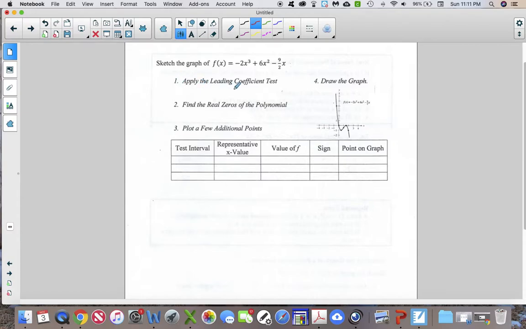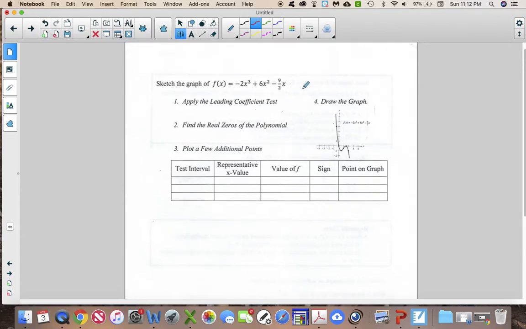So this thing right here, apply the leading coefficient test. We already have the answer of what it should look like, but on your homework, you won't have this. I just gave this to you so that we can match up the information we gather about the zeros and the additional points on the leading coefficient test, just to make sure it's consistent with this graph. So I'm giving you the answer and working a little bit backwards, but they won't give that to you on the homework assignment.